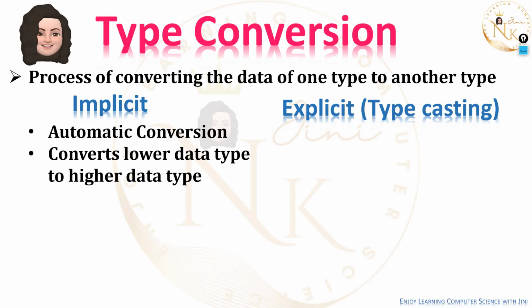Okay. Now, implicit means automatic conversion. No need to do the conversion by the programmer. Automatically it will be converted. So how will it get converted? Lower data type will be converted to higher data type.